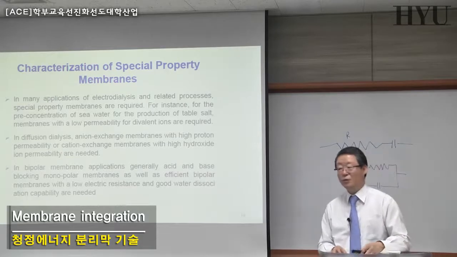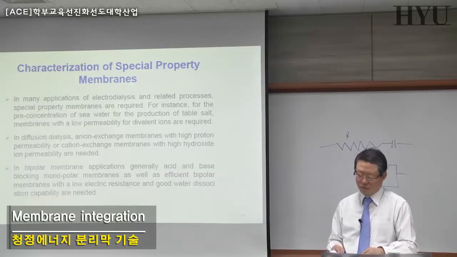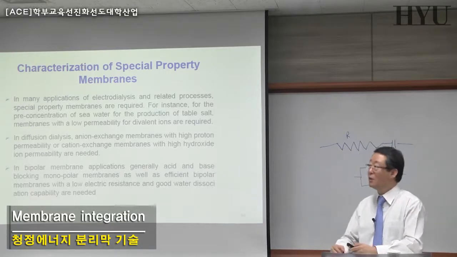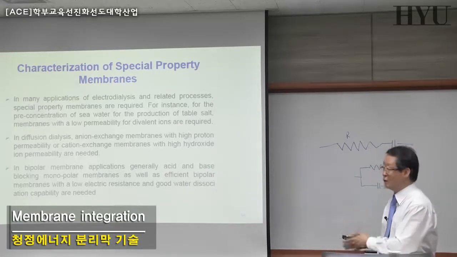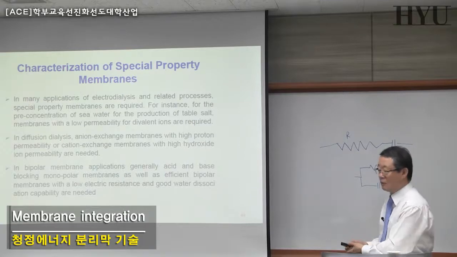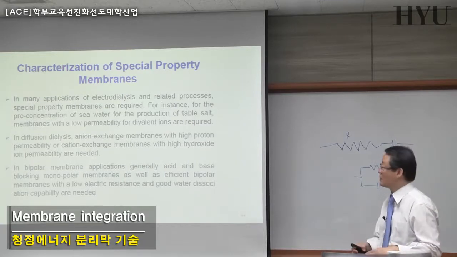In industry, they use an electrodialyzer to concentrate and make sodium chloride, or salt, from the seawater. That's what we call electrodialysis, using the ion exchange membrane. In that case, specific property measurement is required. As you can see here, concentrated or pre-concentrated seawater is used to make the table salt.